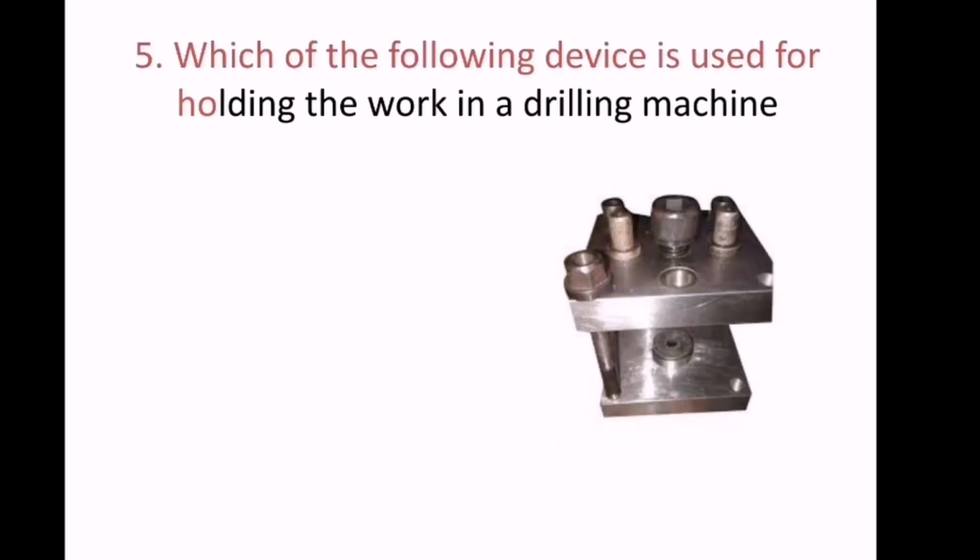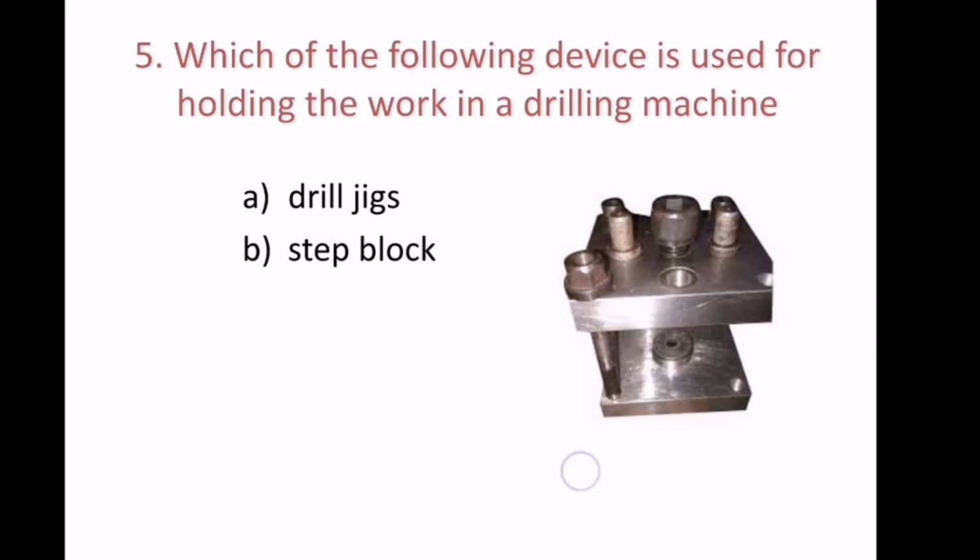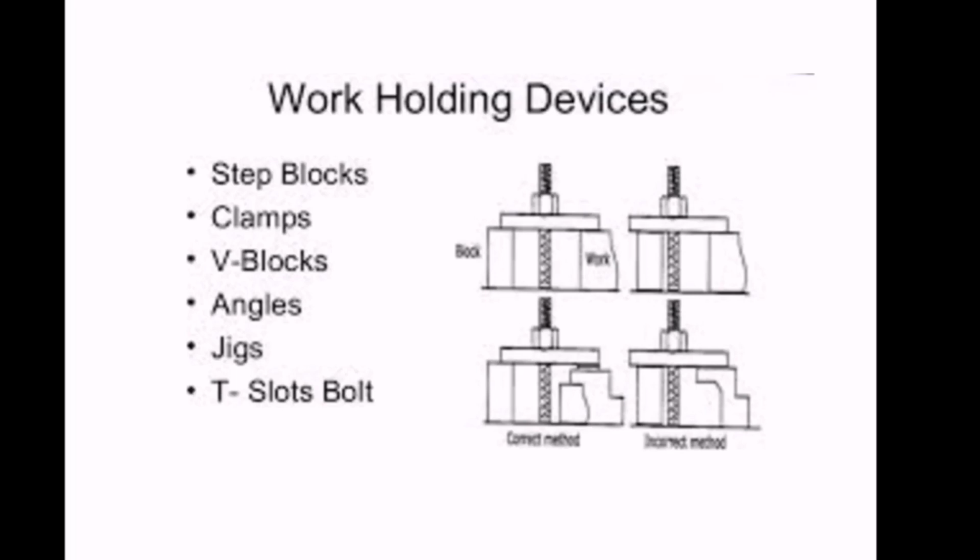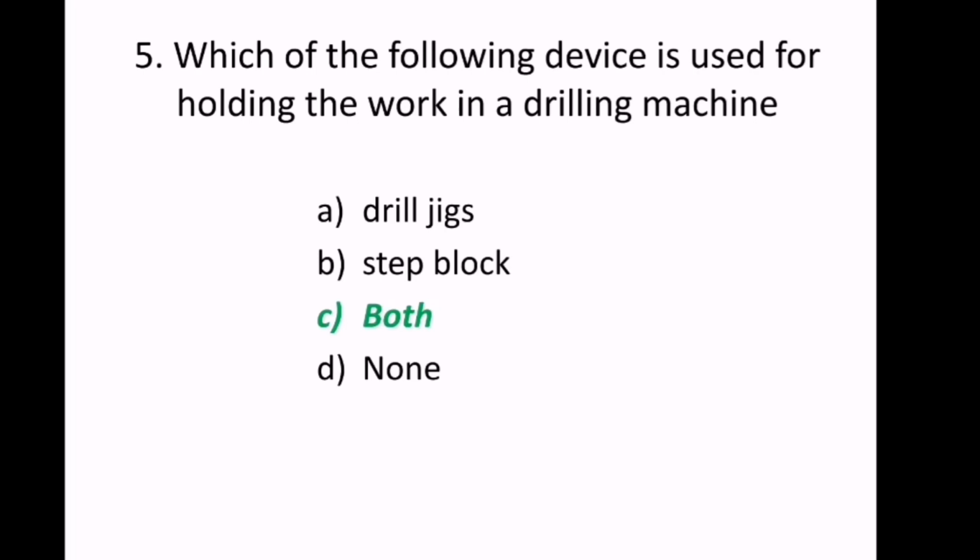Fifth question, which of the following devices is used for holding the work in a drilling machine? Maybe drill jigs, or step block, or both of the above, or none of the above. The work holding devices are step blocks, clamps, V-blocks, angles, jigs, T-slot bolts. Hence the correct answer is both. Drill jigs and step blocks are used to hold the work.